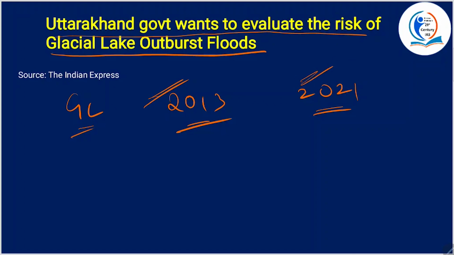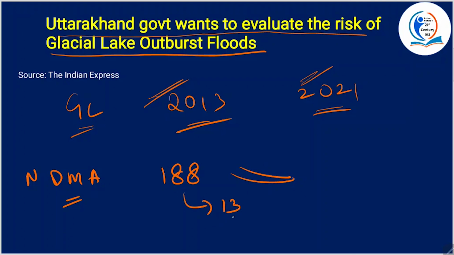cannot forget. Therefore, the Uttarakhand government has constituted 2 teams of experts to evaluate the risk posed by 5 potentially hazardous glacial lakes in the region. The National Disaster Management Authority, which operates under the Union Ministry of Home Affairs, has identified 188 glacial lakes in the Himalayan states that could potentially be breached because of heavy rainfall, and out of these 188, 13 are in Uttarakhand.